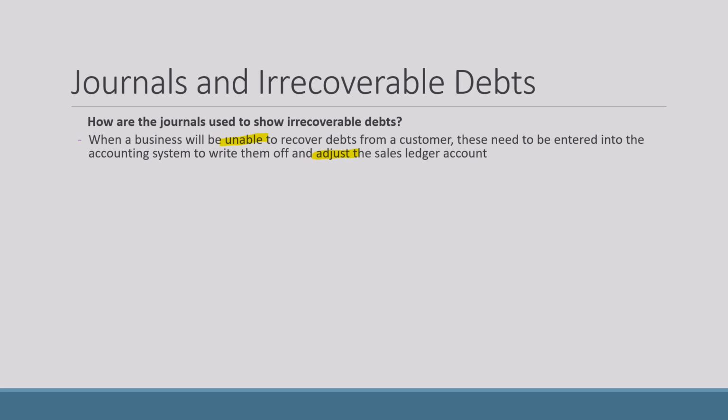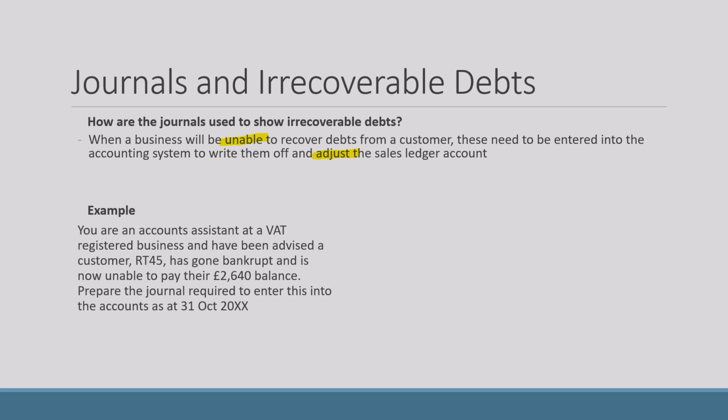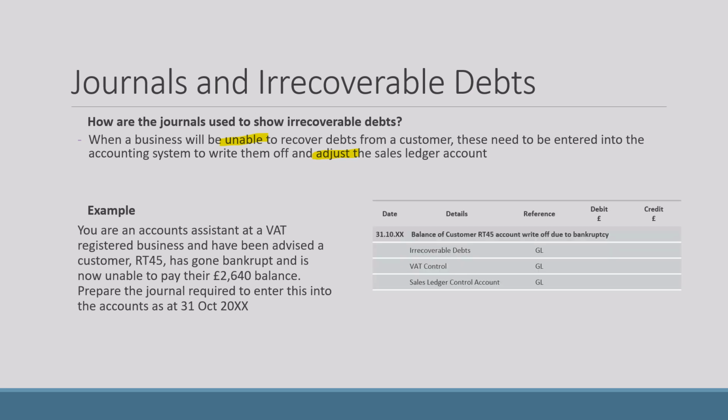and we need to do that via preparing a journal. So just to walk through it then, an example of this would be you're an accounts assistant at a VAT registered business and have been advised that customer RT45 has gone bankrupt and is now unable to pay their £2,640 balance. Prepare the journal required to enter this into the accounts as at the 31st of October. So again, I'm going to bring up a little table that I've already created, and we're going to walk through it like we have done before.